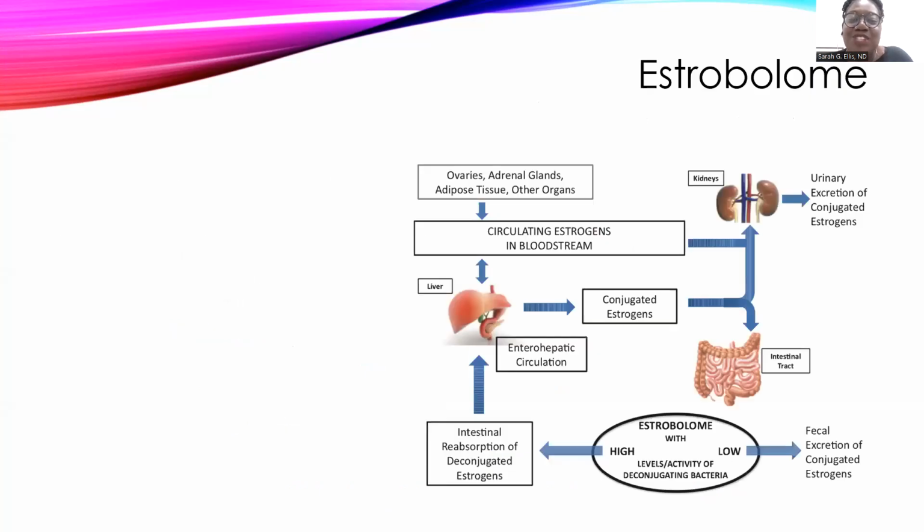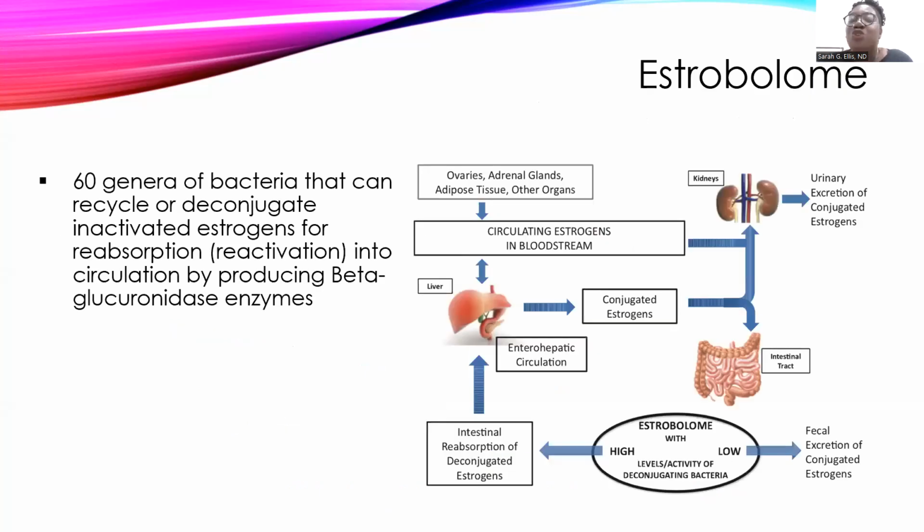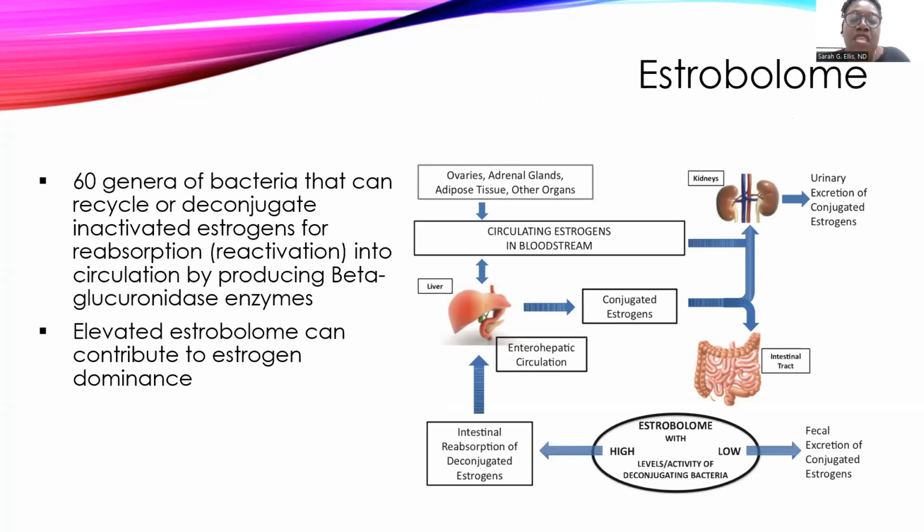And then we also measure the estrobolome. Now, the estrobolome is 60 genera of bacteria that can recycle or deconjugate estrogen. And it also activates estrogen to be recycled throughout the body. And these bacteria do this through producing an enzyme called beta-glucuronidase. Now, an elevated estrobolome can contribute to estrogen dominance, and this can lead to conditions such as fibroids and endometriosis.